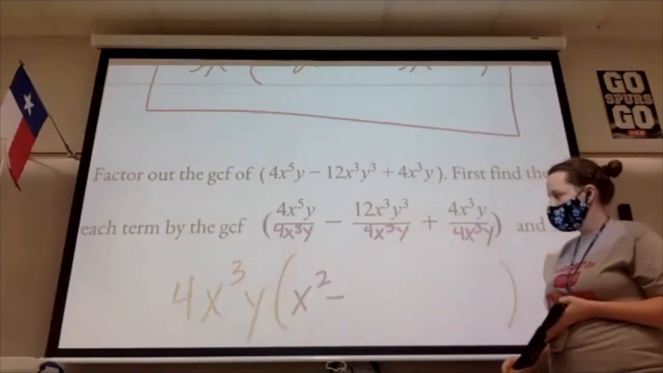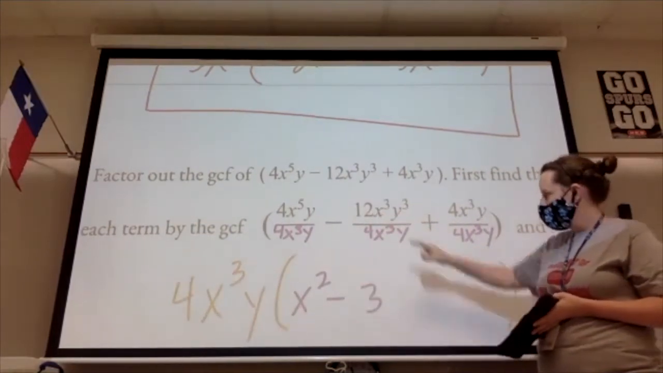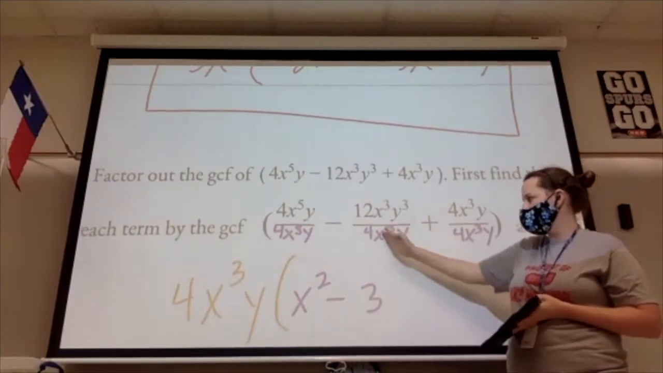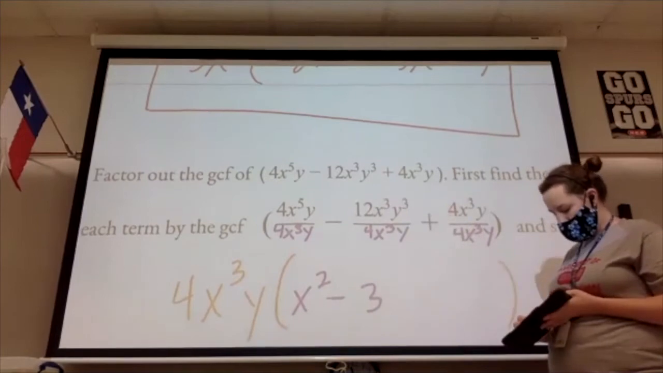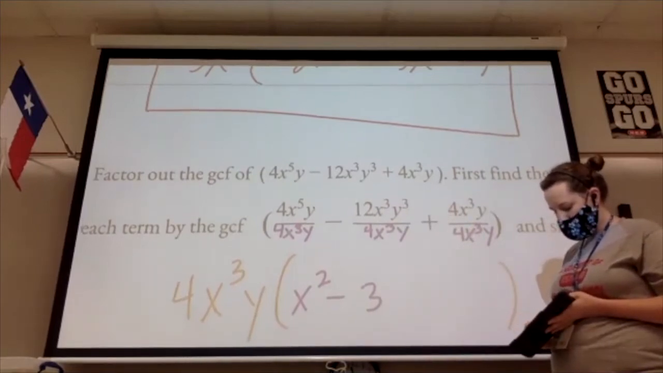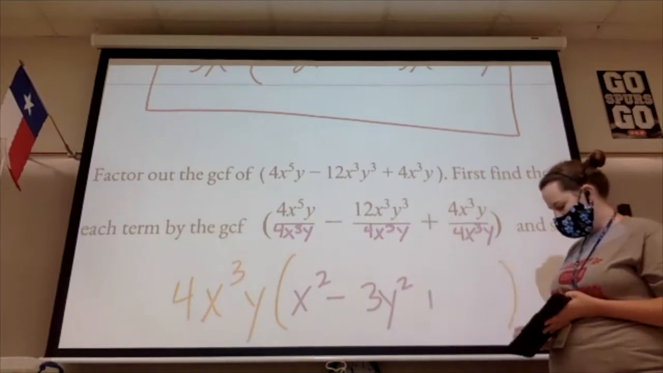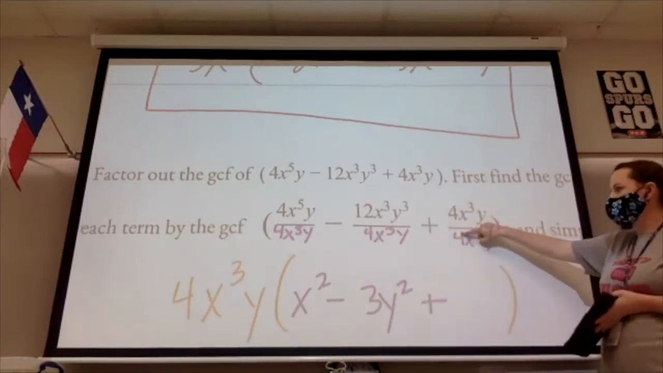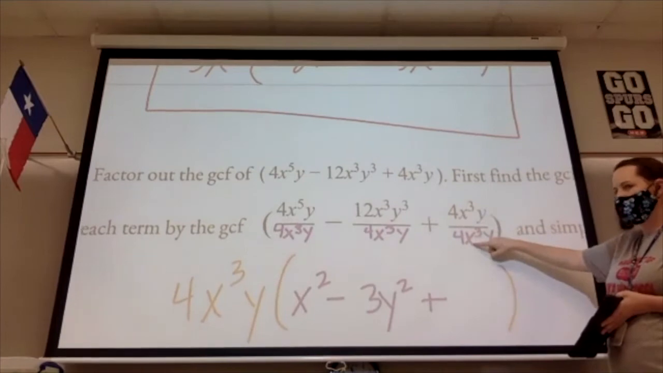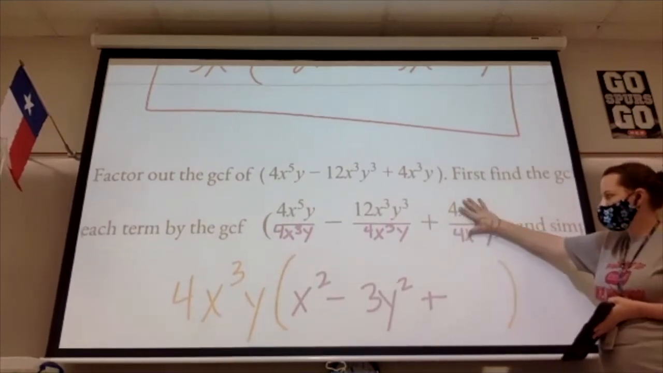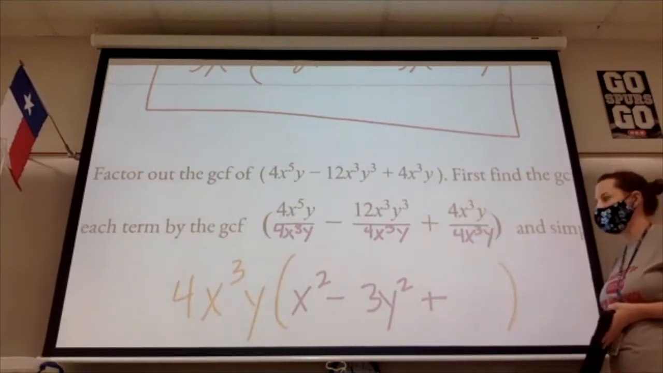12 divided by 4? 3. X cubed divided by x cubed? 1, so I don't need to write that. Y cubed divided by y? Y squared. Okay, plus sign, bring that down. 4 divided by 4? X cubed divided by x cubed? Y divided by y? So these two match exactly, numerator and denominator.